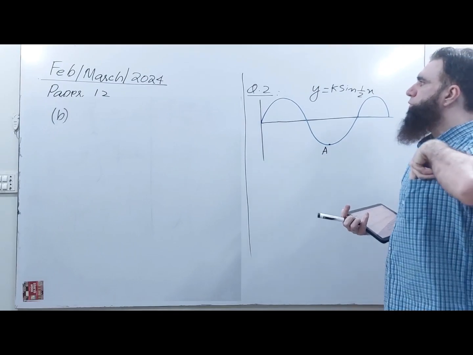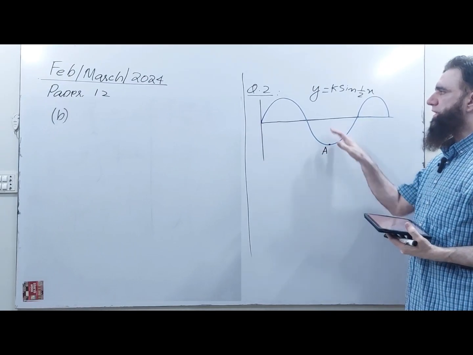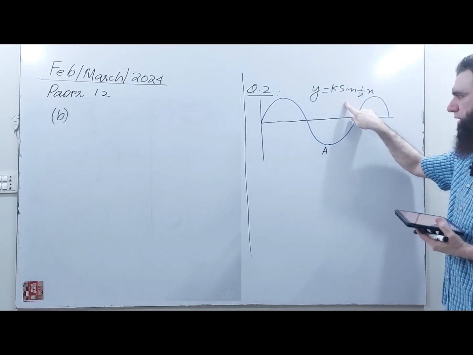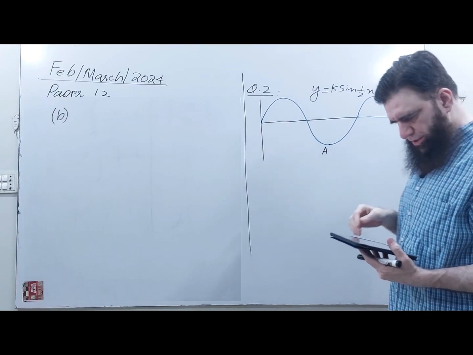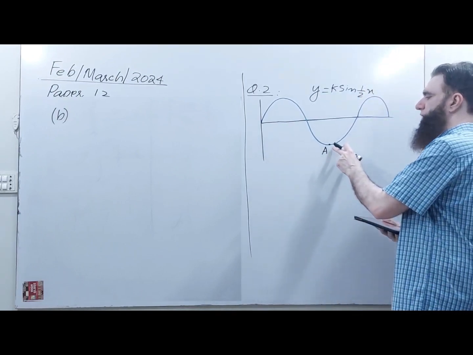In question number 2, we have been given a curve. Obviously, it's a sine curve. The equation is already given. A is the minimum point on the curve, and you have been asked to find the coordinates of point A.